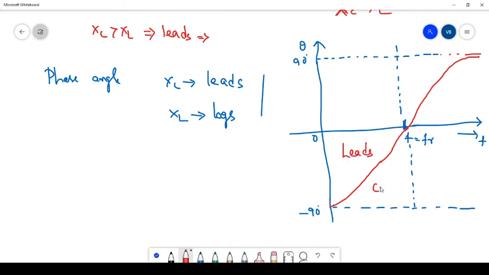Here this leads the system because it is a capacitive component, and here it lags the system because it is an inductive component. Why did we take minus 90 here? Because this is capacitive, and the reactance of the capacitor will be negative. So before the resonance frequency the entire system will be capacitive, and it will go from minus 90 to 0. After the resonance frequency it becomes entirely inductive, so it will increase to 90. Okay, so this is about the phase angle of the system.